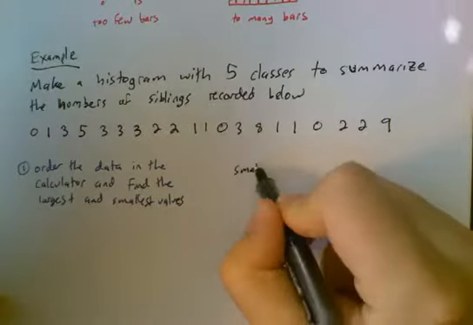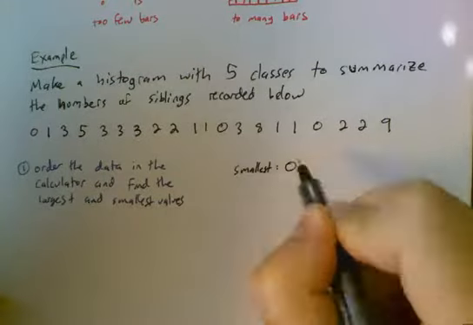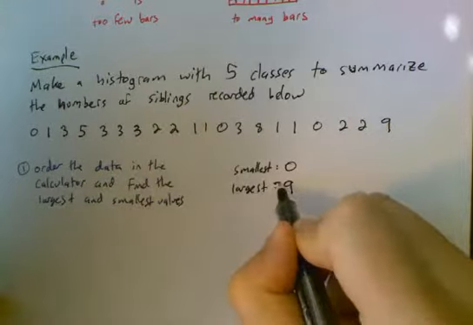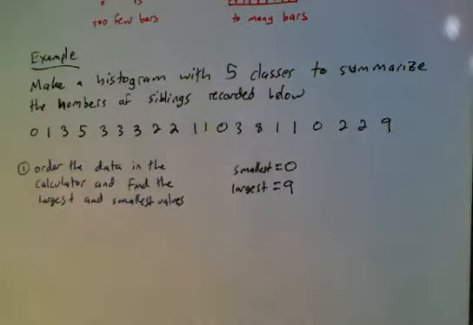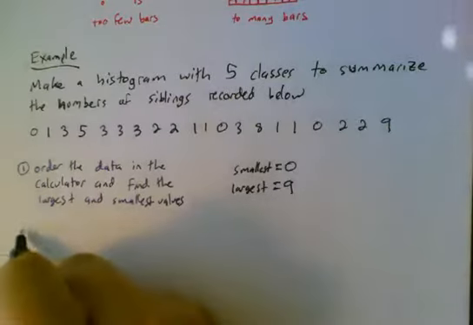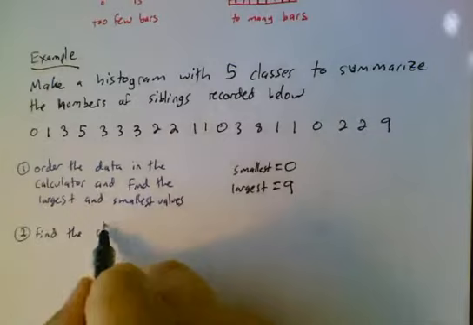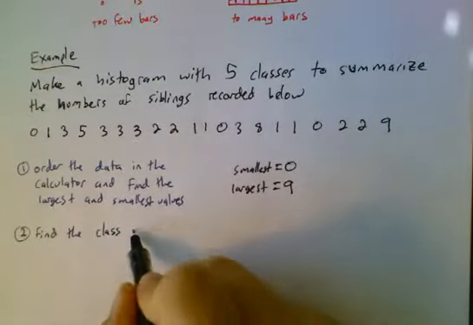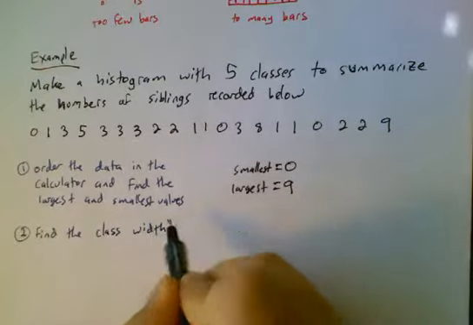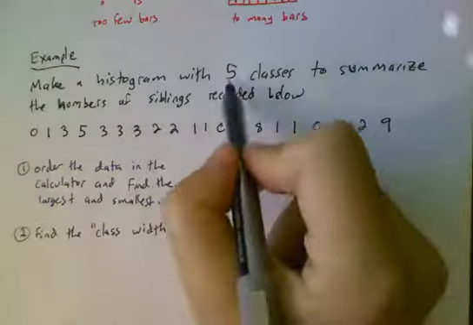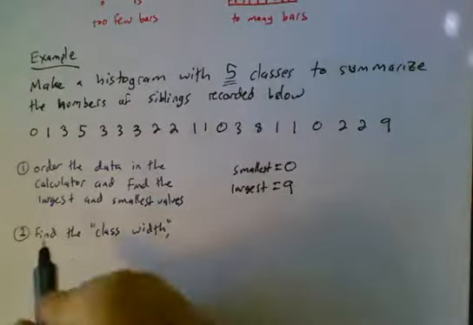So smallest, and now what we're going to do is find the class width, and what this is, it's just how wide each bar is if there are 5 bars or 5 classes.